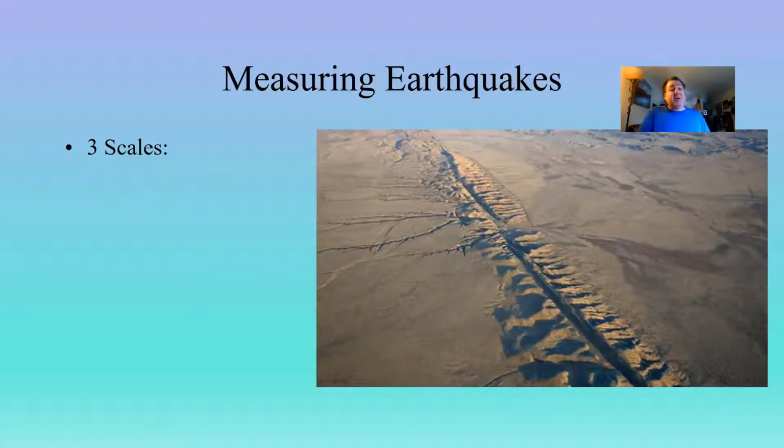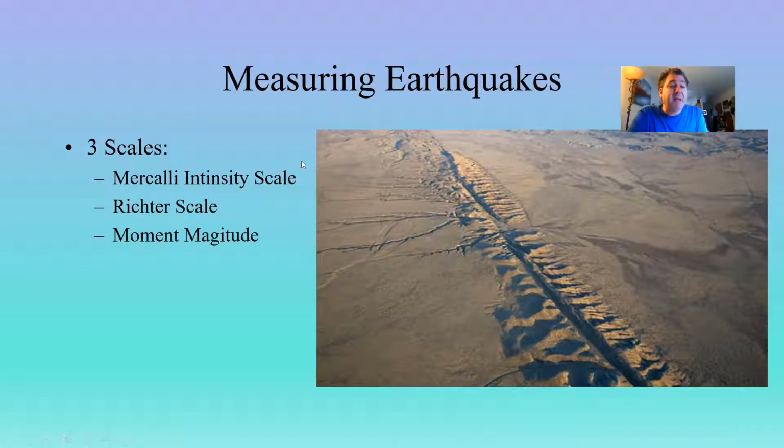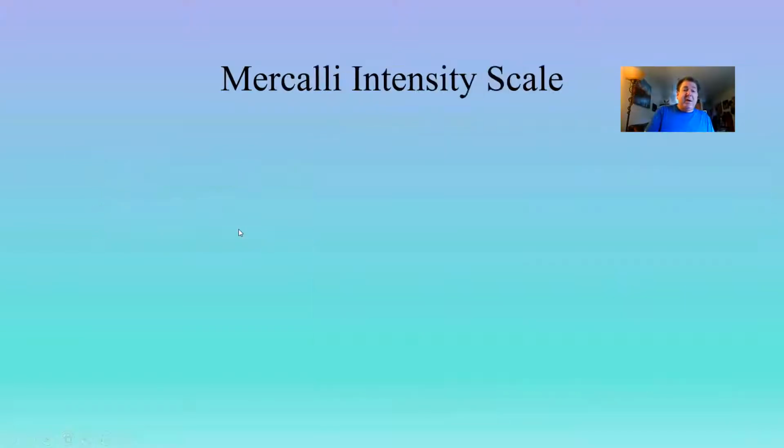Well, we have 3 scales. We have one called the Mercalli intensity scale. Another one called the Richter scale, which I'm sure is the one you're all familiar with, right? And then a 3rd one called the moment magnitude scale. So these are the 3 scales we have for measuring earthquakes. And the Richter scale and the moment magnitude scale are pretty similar. We'll talk about those in a minute. The first one we'll talk about is the Mercalli intensity scale. This is completely different than the Richter or the moment magnitude scale.